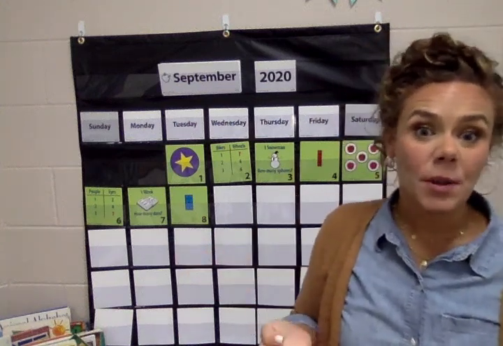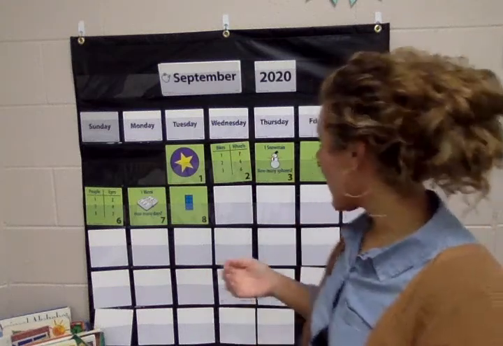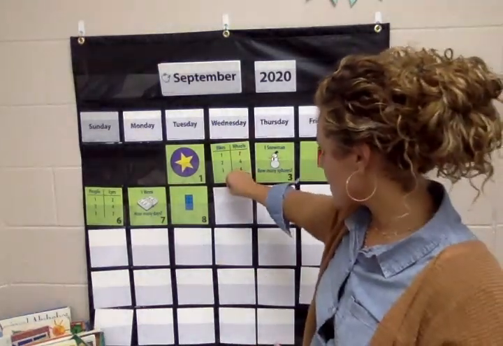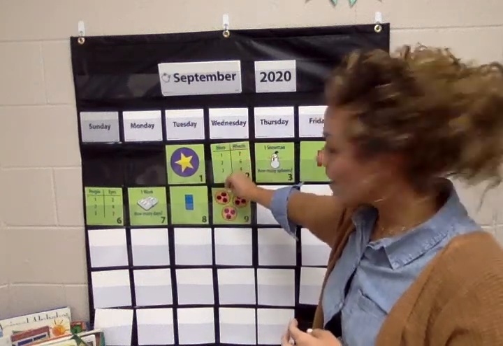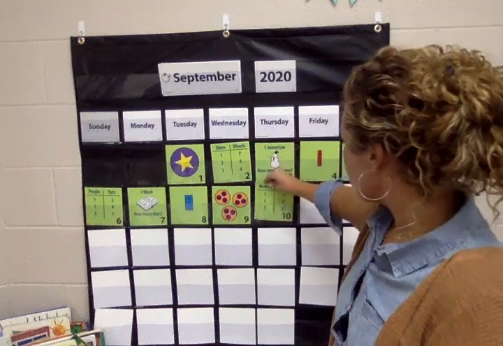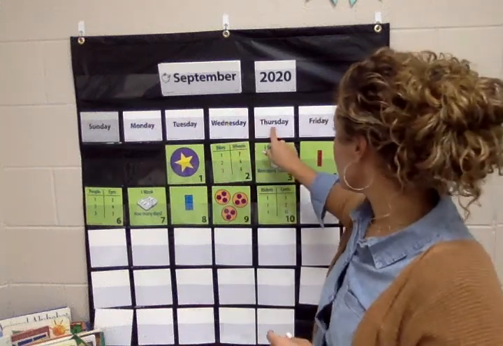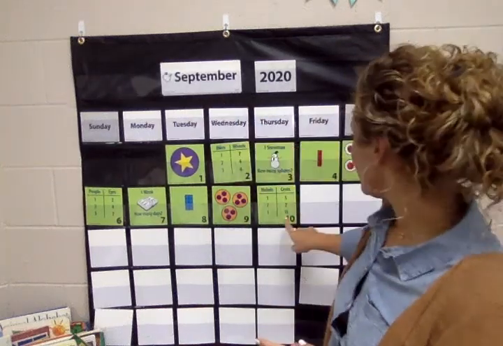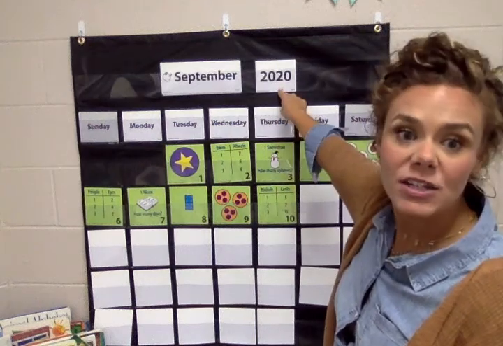Okay, so today we're going to do number corner. We're going to do number corner for yesterday and today. So yesterday, I'm going to just flip the number card for yesterday, which was Wednesday. And I'm going to flip the number card for today, which is Thursday. Today is Thursday, September 10th, 2020.